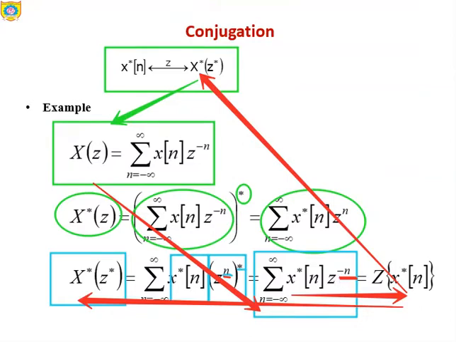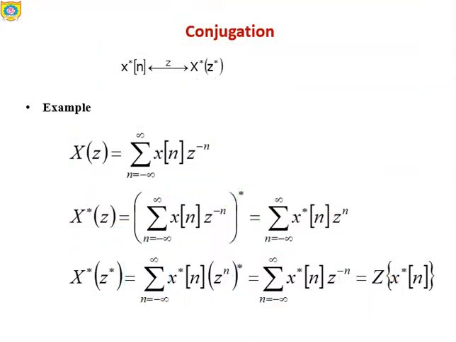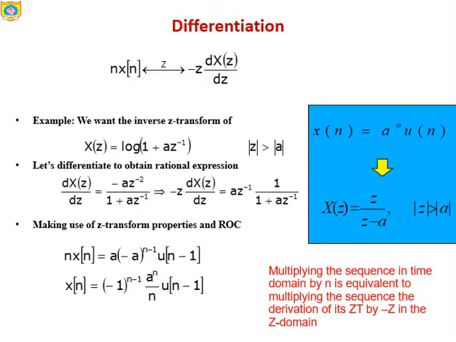Now let's proceed to the next property, that is nothing but the differentiation. In the differentiation we can concentrate on this highlighted portion again as a reference to our entire discussion. This property says that n times x of n will give the Z transform as minus z d by dz of X of z.